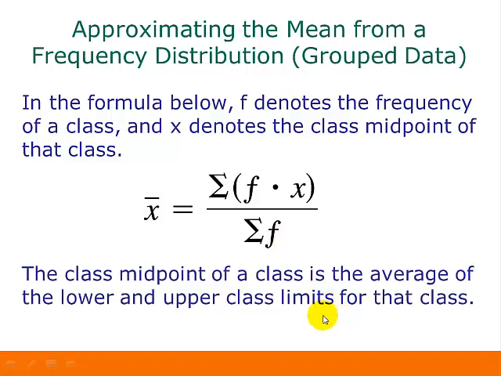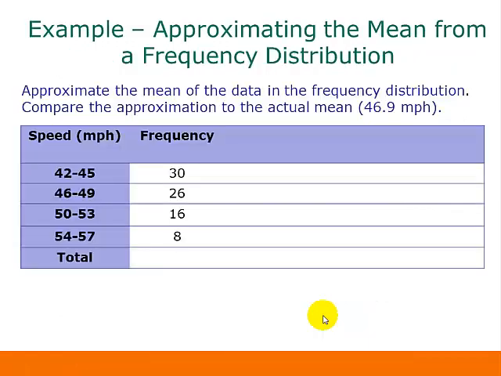And remember, back in chapter 2 we talked about how to calculate class midpoints. A class midpoint is just the average of the lower and upper class limits for that class. Let's go through an example of approximating the mean this way. So we have a frequency distribution. Here are our classes over here, and we're going to approximate the mean of the data that makes up this frequency distribution. Once we do that, we've been given what the actual mean was. It was 46.9 miles per hour, so we can compare our approximation to the actual value.